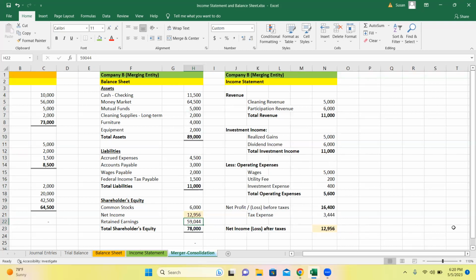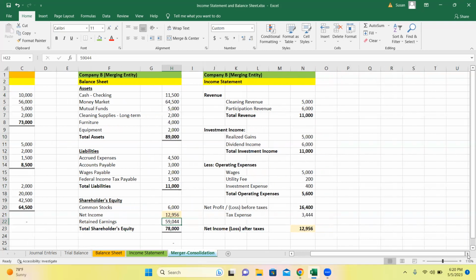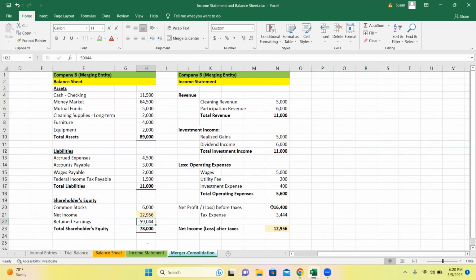So how we're going to do that is that you're going to have to make a journal entry where you close out all the revenues and expense accounts of the income statement, and then you put it in the retained earnings bucket. So basically, zero out everything here.